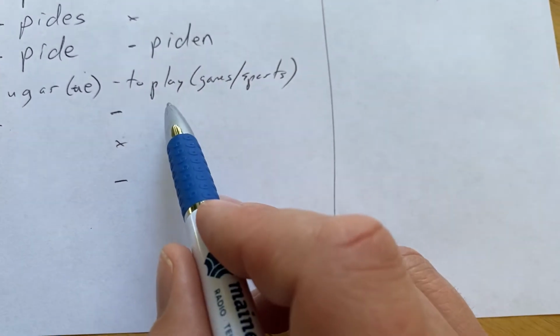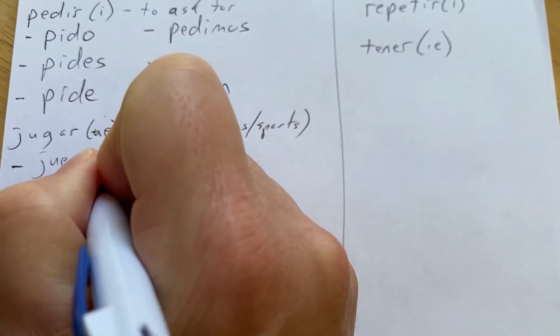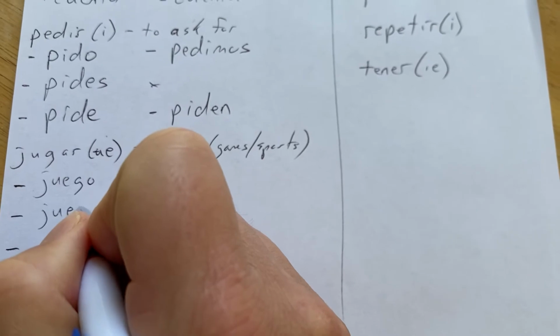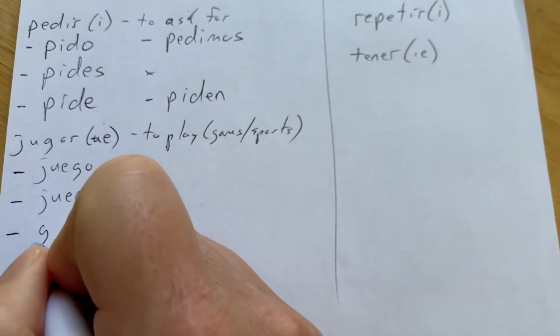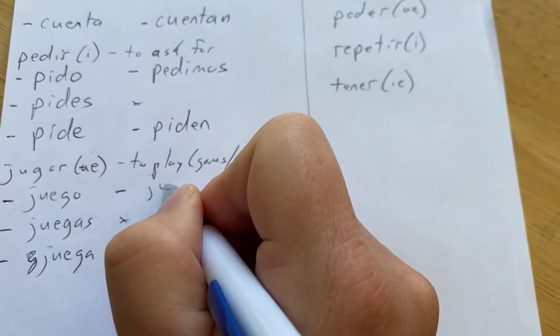Jugar means to play, but as in games or sports. And you've actually seen a couple of these before. Oops, sorry. Jugamos.